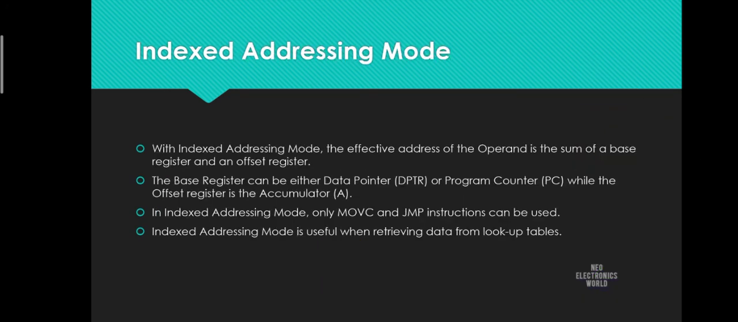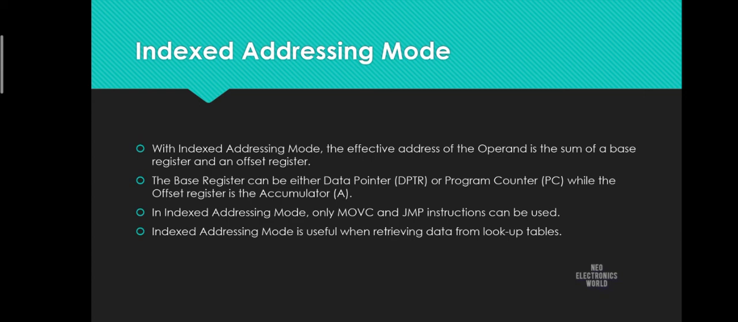Then indexed addressing mode. With indexed addressing mode, the effective address of the operand is the sum of a base register and an offset register. The base register can be either the data pointer, DPTR, or the program counter, PC, while the offset register is the accumulator.